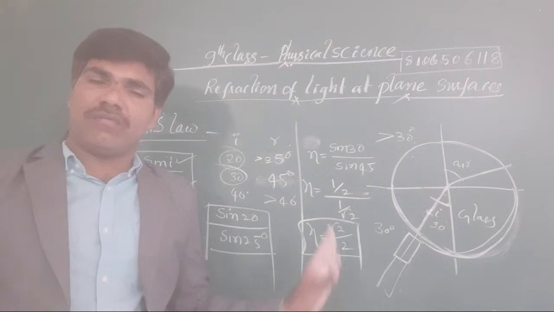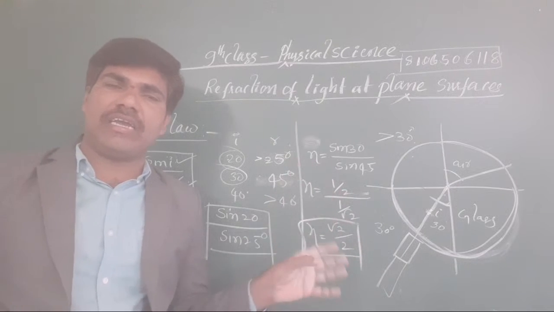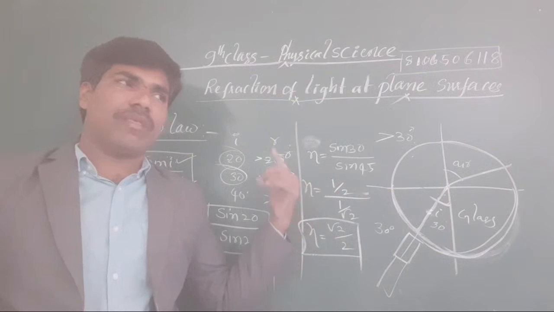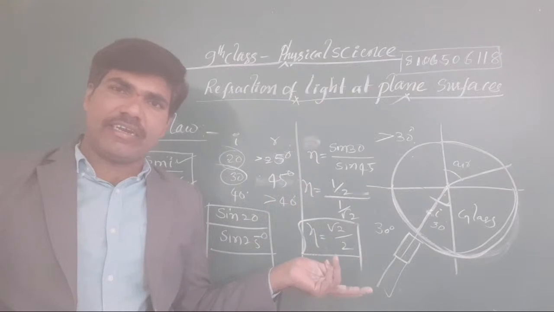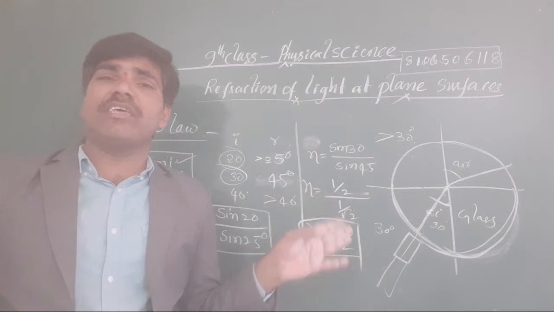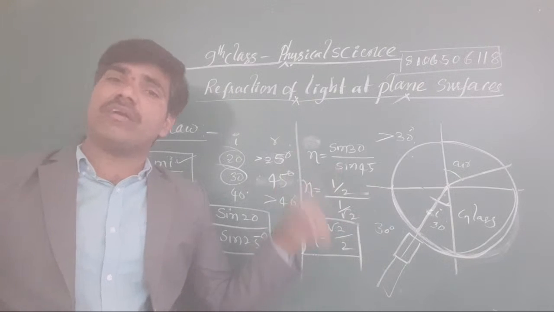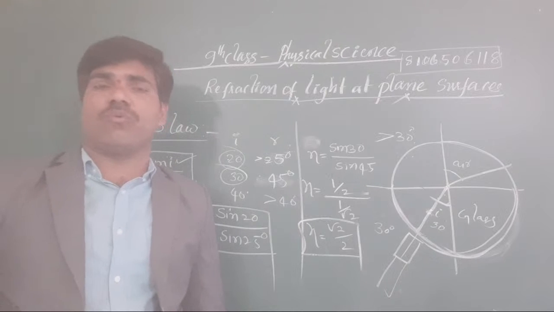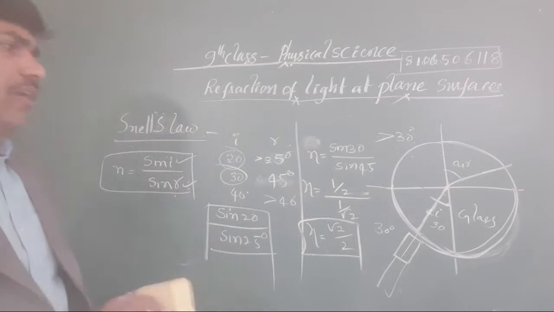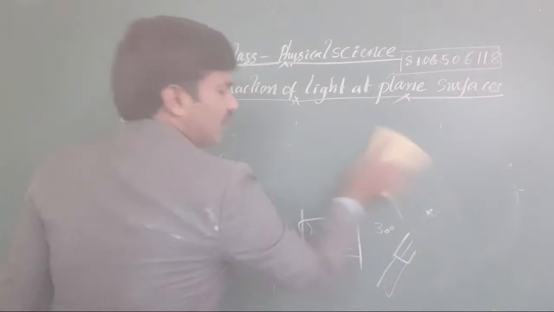Indirectly, our Snell's law gives the information about the relation between the refracted ray and the incident ray, and it also gives the refractive index of the mediums. Okay, got it. But from our experiment we will get some conclusions. What conclusions do we get?